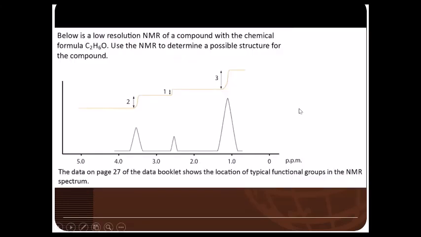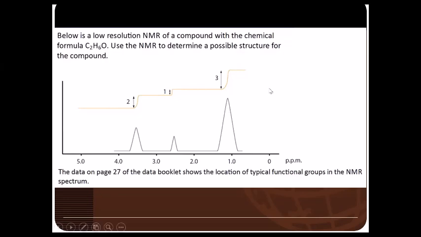All right, so here again, this is something that would totally show up on your IB chemistry test. We have a low resolution NMR diagram and the chemical formula, this mystery formula, not really a mystery because we know what it is now. So we know that we're putting a sample of C2H6O through the machine, and we're going to use this diagram to determine a possible structure for this molecule.